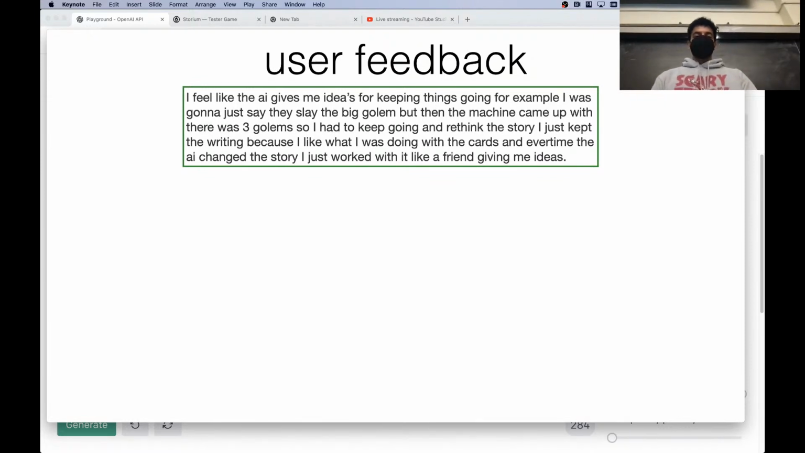But yeah, this was kind of what we wanted, right? They were getting new ideas from the story, and it was the ideas that were inspiring them to keep writing the story.